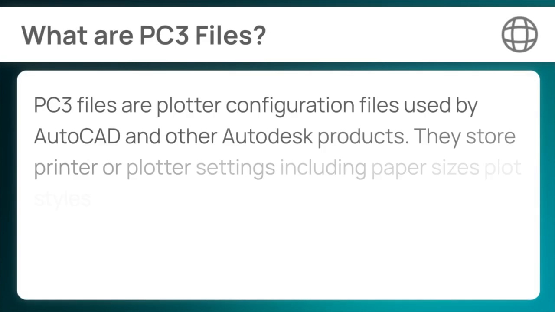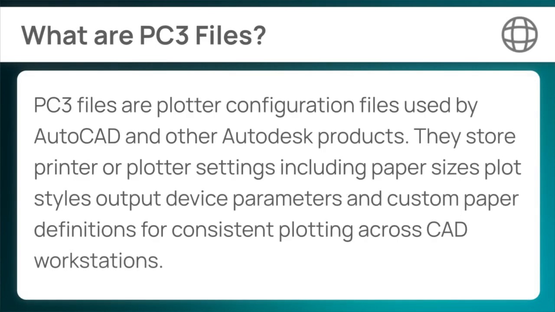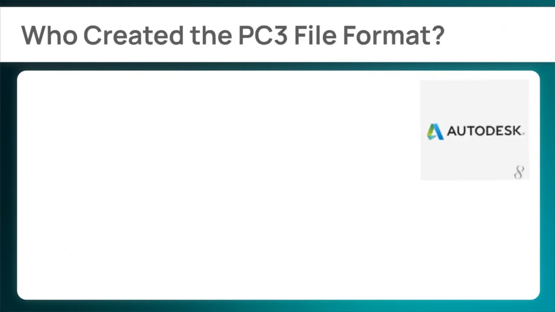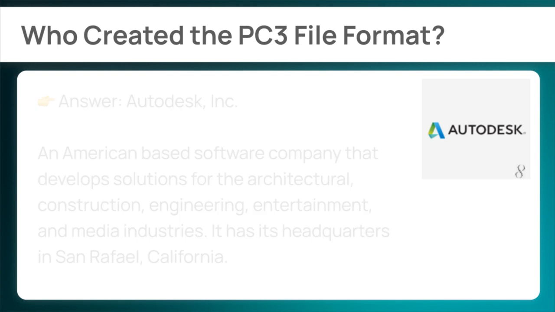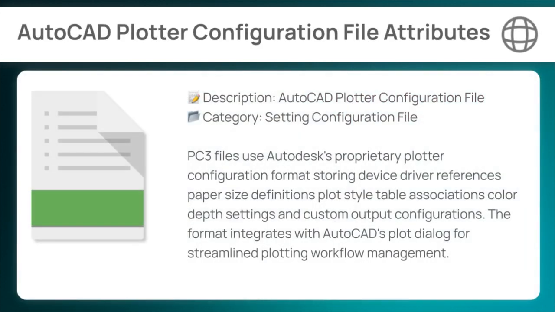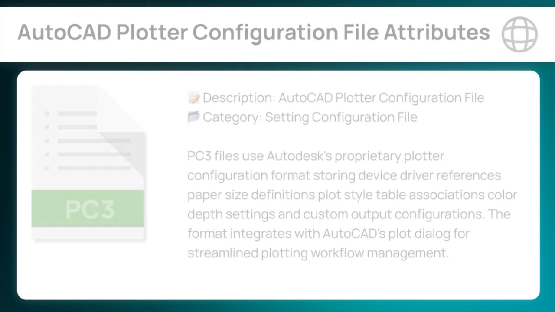PC3 files are plotter configuration files used by AutoCAD and other Autodesk products. They store printer or plotter settings including paper sizes, plot styles, output, device parameters, and custom paper definitions for consistent plotting across CAD workstations. PC3 files use Autodesk's proprietary plotter configuration format, storing device driver references, paper size definitions, plot style table associations, color depth settings, and custom output configurations. The format integrates with AutoCAD's plot dialog for streamlined plotting workflow management.